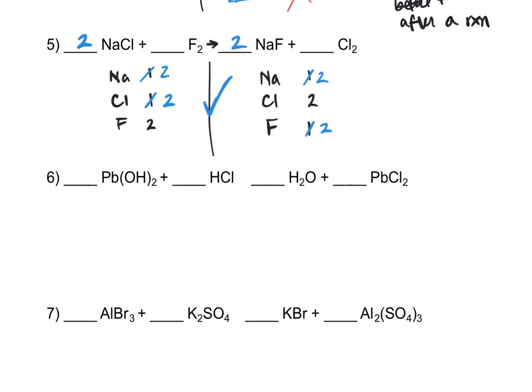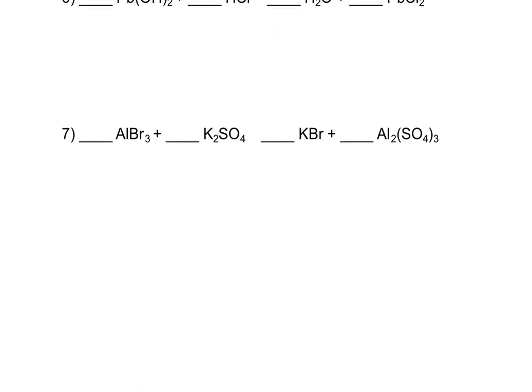So let's try another one that's a little more complex. I think I want to try this one here. And the reason why this is complex is we have something different in this case that we did not see previously. What we see here is that we have polyatomic ions, and specifically we have the polyatomic ion sulfate, which is composed of 1 sulfur and 4 oxygens.